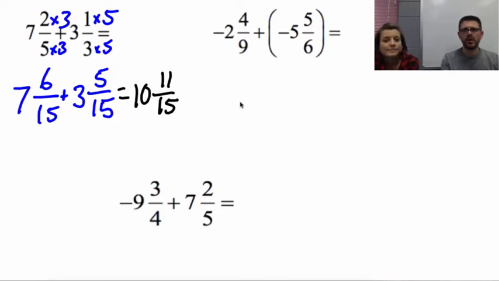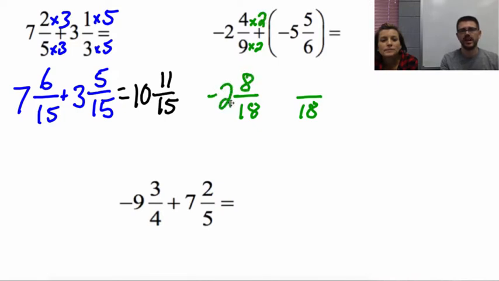All right. So common denominator is going to be 18 for both 9s and 6s. 9 times 2 is 18, so I do the same thing to the 4 and get 8. And then the negative 2 slides down. 6 times 3 gives me 18, so I do the same thing up top and get 15. And the negative 5 slides down.